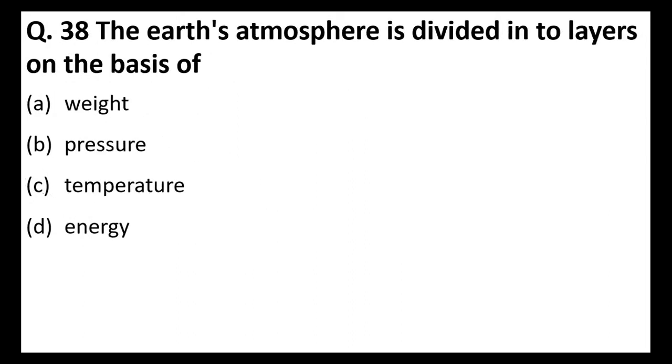Answer is C. The Earth's atmosphere is divided into layers on the basis of weight, pressure, temperature, or energy. The right answer here is according to temperature. The layers of the atmosphere are being distinguished. We know there are so many layers: troposphere, stratosphere, thermosphere, ionosphere.